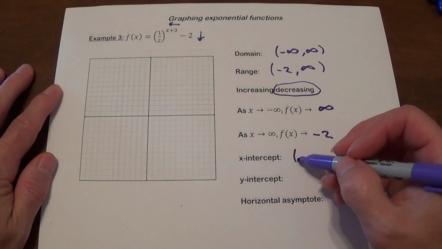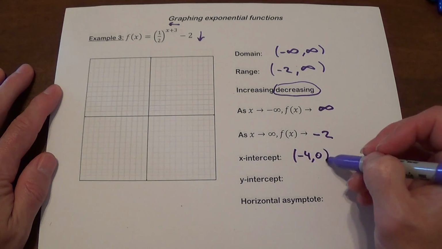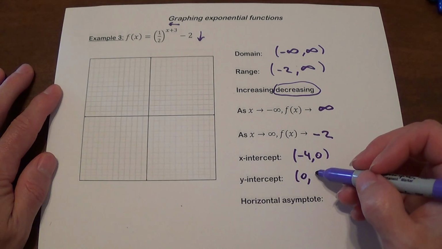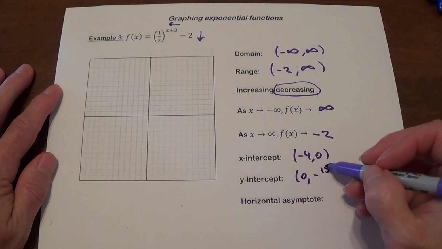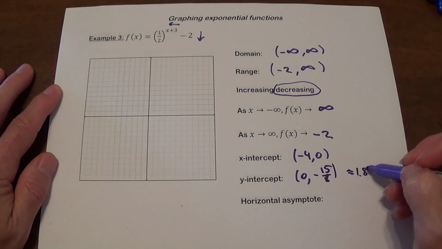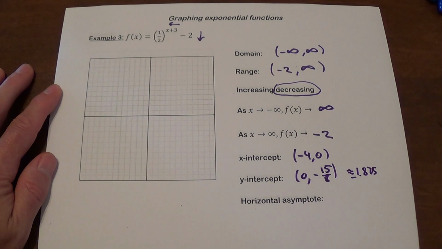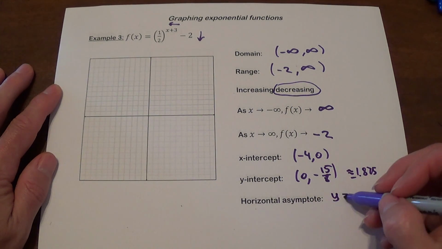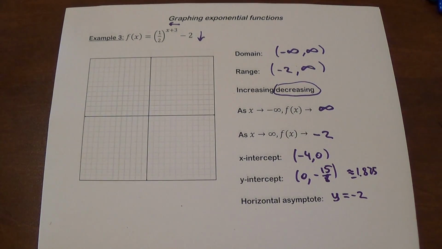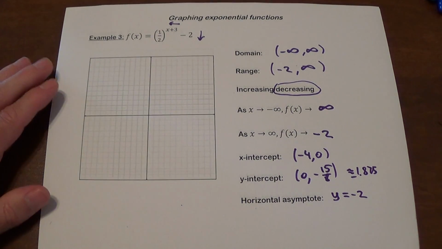The x-intercept here is going to be at -4, 0. The y-intercept here is going to be at 0, -15/8, which is approximately -1.875. And as I already mentioned, our horizontal asymptote here is y equals -2. So let's make a table of values.